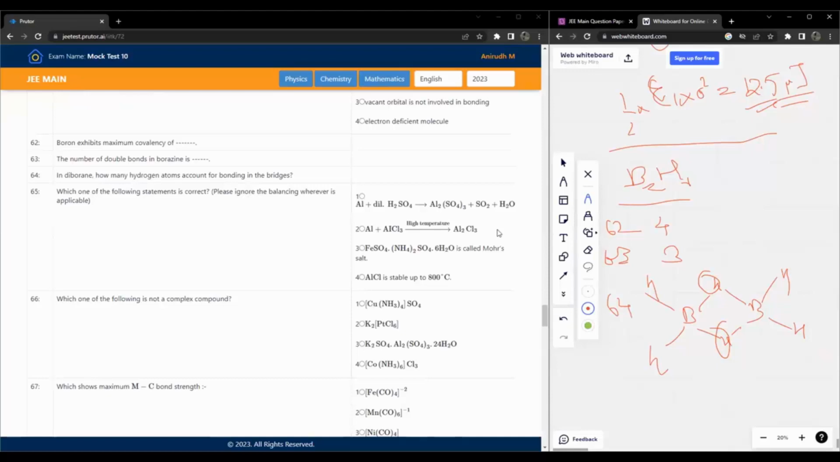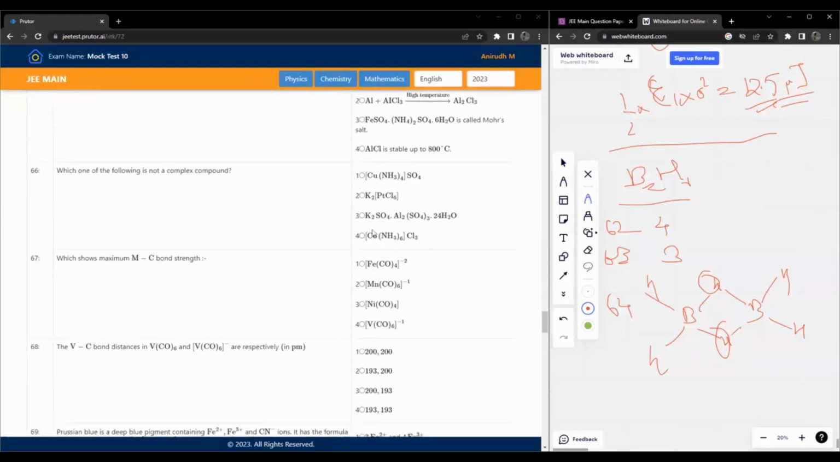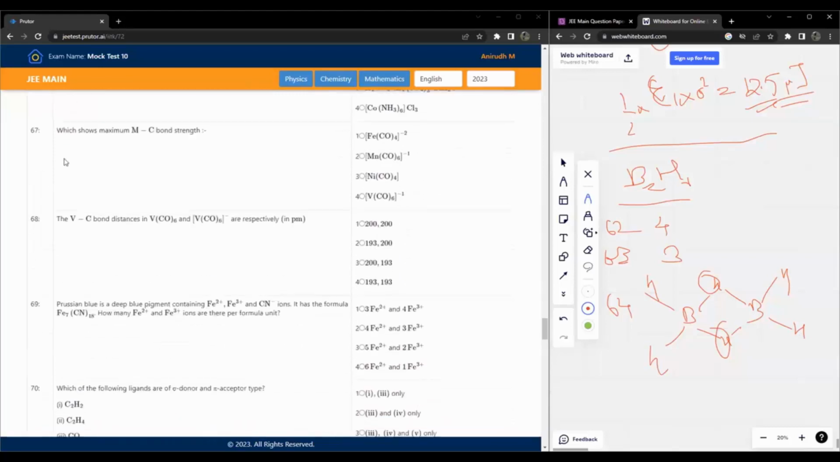AlCl3 at high temperatures should give AlCl and not Al2Cl3, right? Mohr's salt is FeSO4 plus (NH4)2SO4, 6H2O, right? This is correct. And AlCl is not stable until 800. AlCl is pretty volatile. So this is 3. Which of the following is not a complex compound? That's 3. It's easy to see.